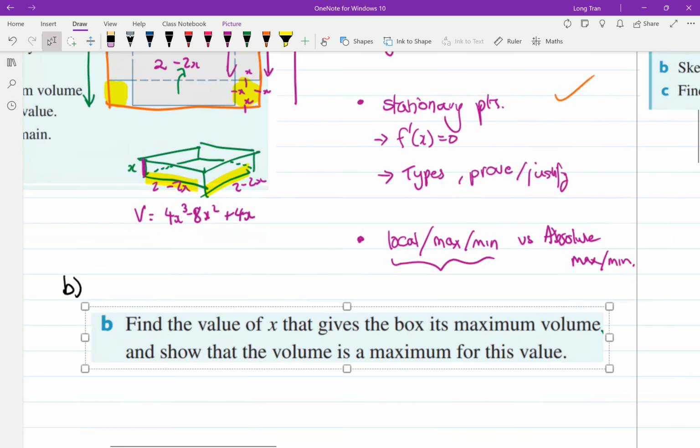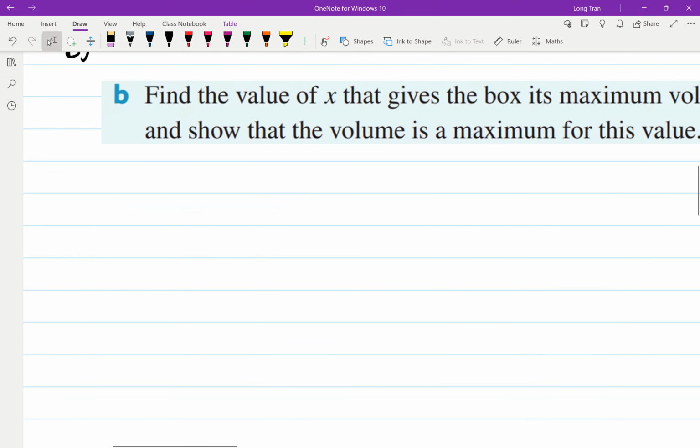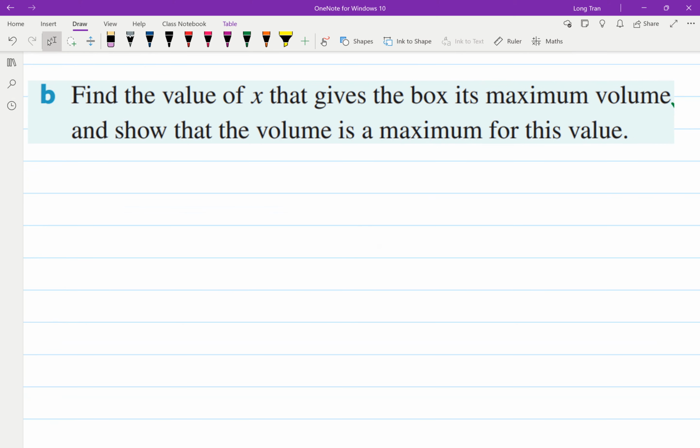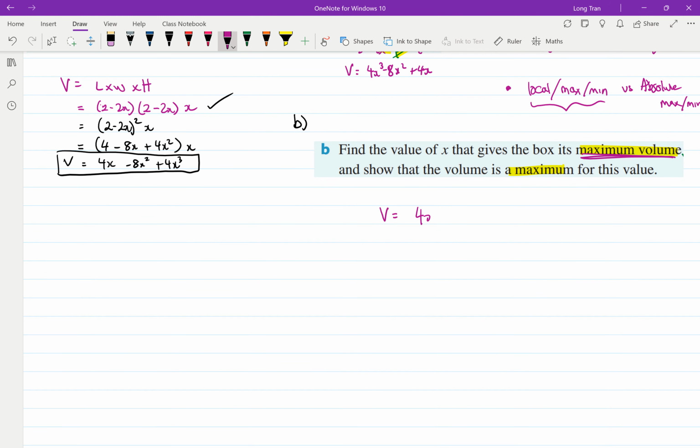Here we go, B. Find the value of X that gives the box its maximum volume and show that the volume is a maximum for this value. Okay? First step is to understand, what are they asking when they say max volume? Absolute max. So think about it. You're given a formula. You got volume is equal to 4x cubed minus 8x squared plus 4x.